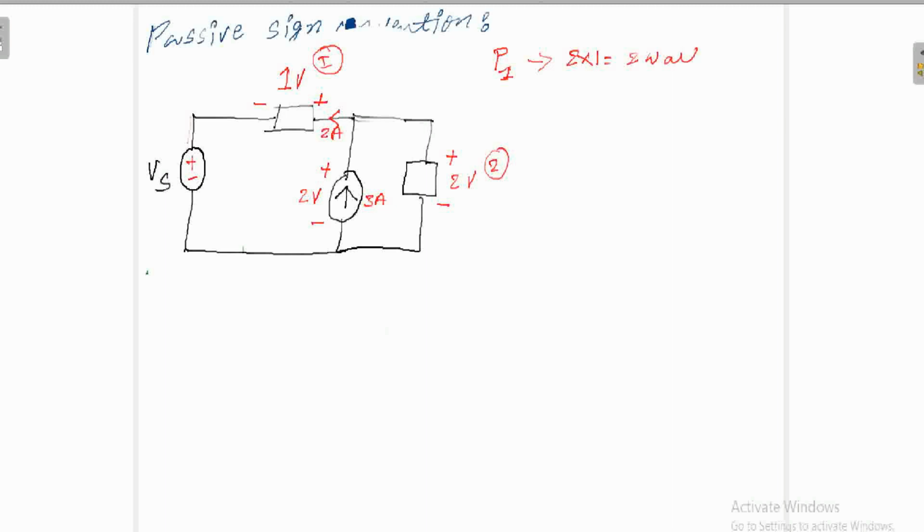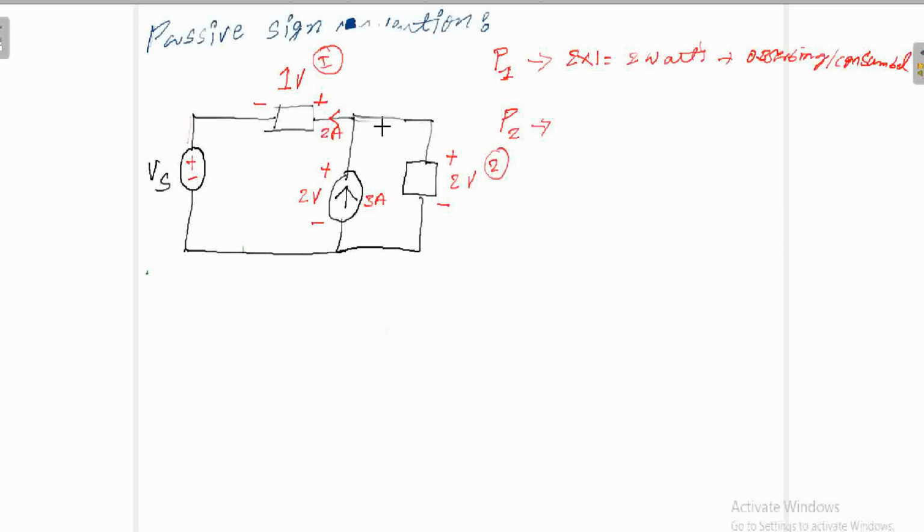This 2 watts is absorbing or consuming power. This is consumed power. Next, let us consider P2, the second element.